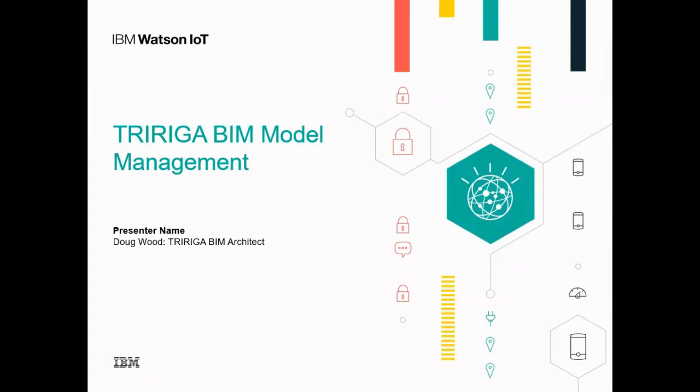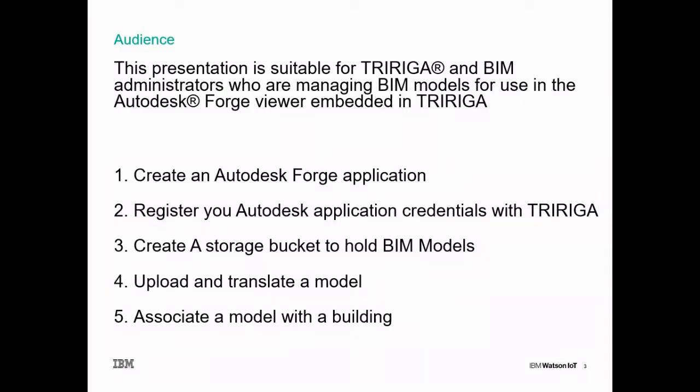This session covers the steps required to utilize the Autodesk Forge viewer embedded into TRIRIGA 3.6. The basic steps are creating a Forge application with Autodesk to provide credentials for use in TRIRIGA. The second is entering those credentials into TRIRIGA.